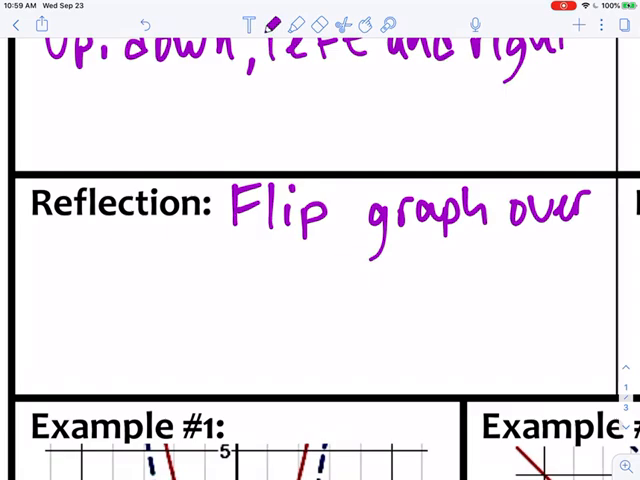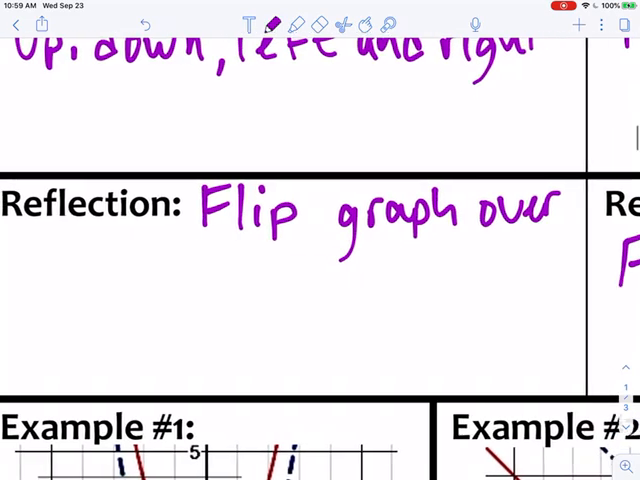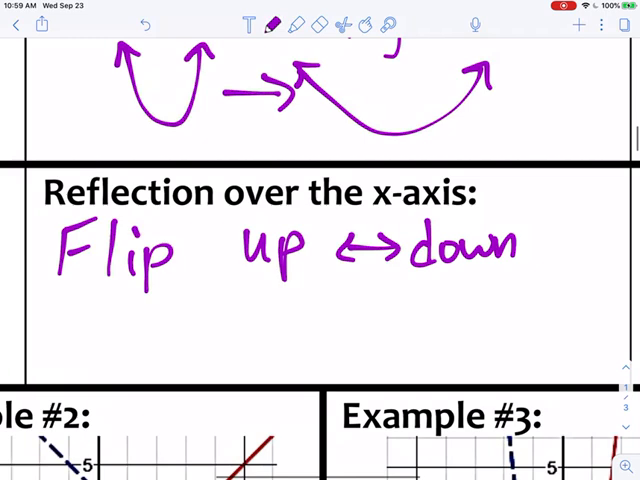And a reflection is just a general flip of the graph. And now we'll talk about a couple specific reflections. So over the x-axis, if I have a graph here, and let's say I have my quadratic up here, and I want to reflect it over the x-axis, I'm going to take this point and mirror image it over my x-axis, take this point, mirror image, this point, mirror image, and then we will have a reflected graph over the x-axis.